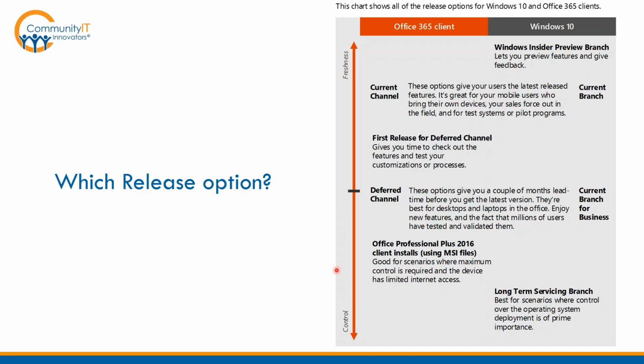And then at the very bottom here, on the Office side, we can do the traditional Office Pro Plus 2016 through volume licensing and through the traditional deployment method. And again, that long-term servicing branch, that's really for situations where the stability of the computer outweighs some of the new features. And really, again, Microsoft is not targeting the long-term servicing branch at the Office user. That's more for computers that are serving particular roles.